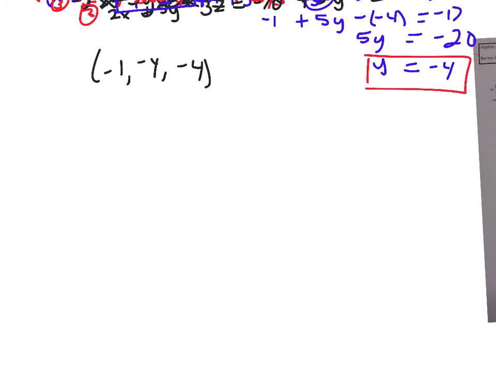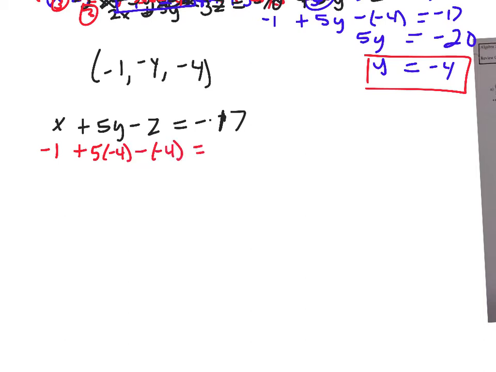Okay, so my first equation is x plus 5y minus z is equal to negative 17. Plugging in x, I have negative 1 plus 5 times negative 4 minus negative 4. Does that equal negative 17? Plug the whole left side into the calculator: negative 17 equals negative 17, checks.